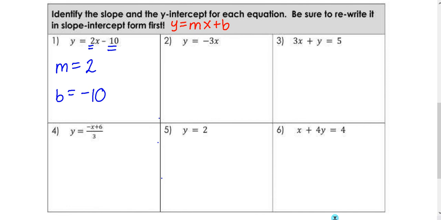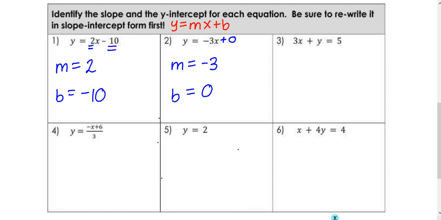For number 2, is it in slope-intercept form? Yeah, for the most part, but hopefully we notice that our b is missing. So we can write plus 0 here just so we can see there actually is a y-intercept. And so for this one, my slope is negative 3, and my y-intercept is 0.